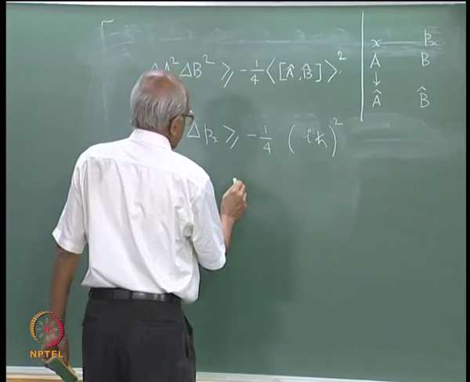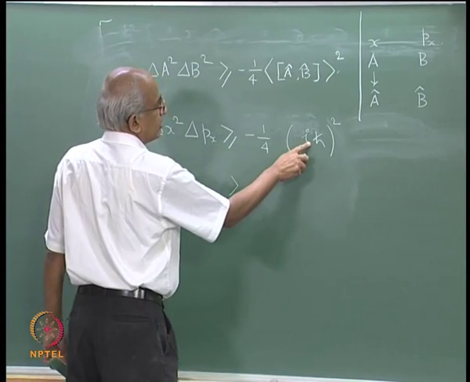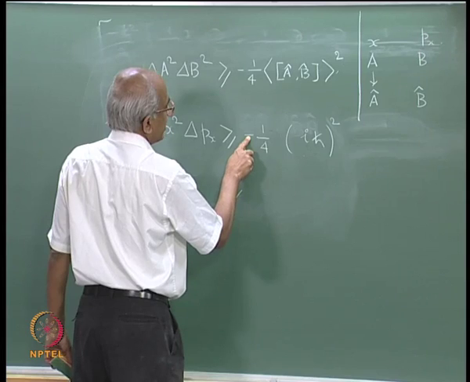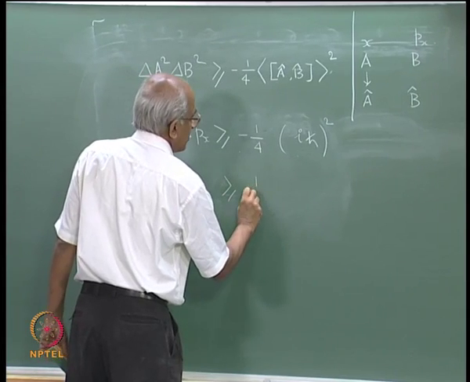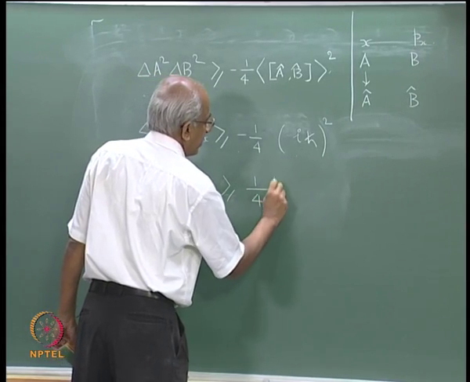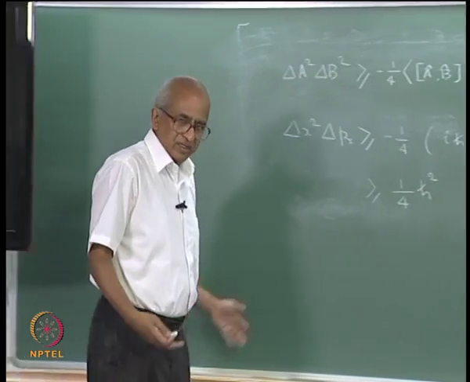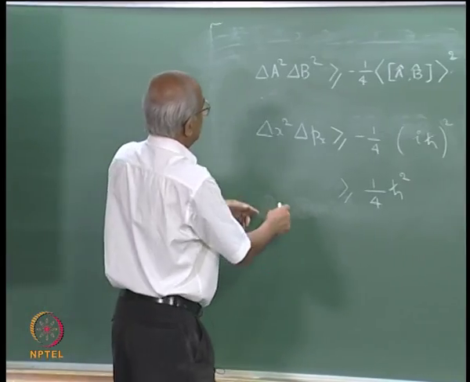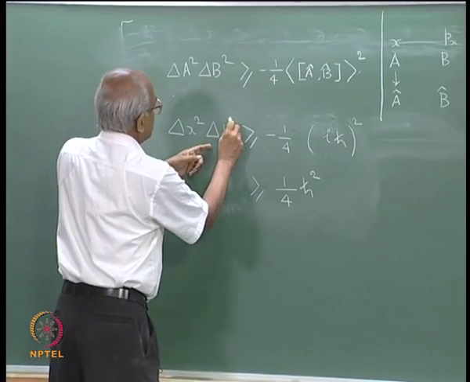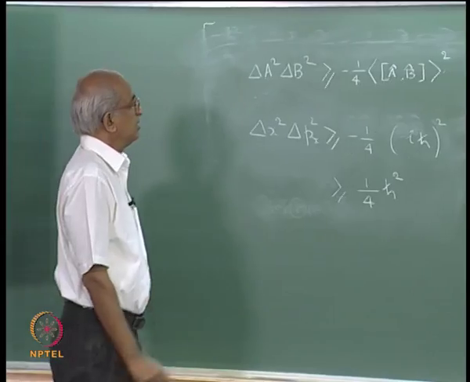And if you took the square, what does it mean? i squared is obviously minus 1, so that will cancel this minus sign. So, you are going to get 1 by 4 h cross squared, and there is a square that I should have put here which I forgot.